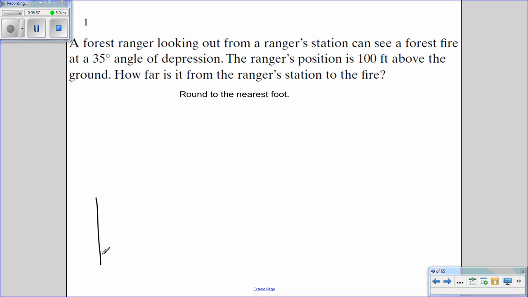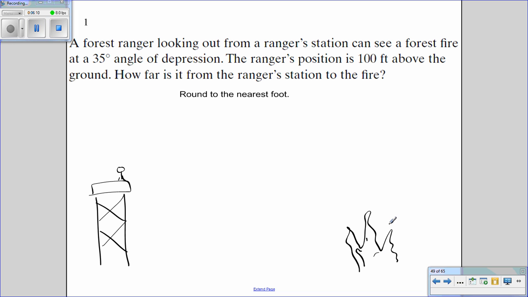So let's give ourselves a little drawing here. All right, here's our ranger station. Here's our ranger. And over here we have a fire. Don't make fun of my fire either. It's awesome, a little smoke coming out of it. There we go. Okay, so the ranger looks down, sees the fire.